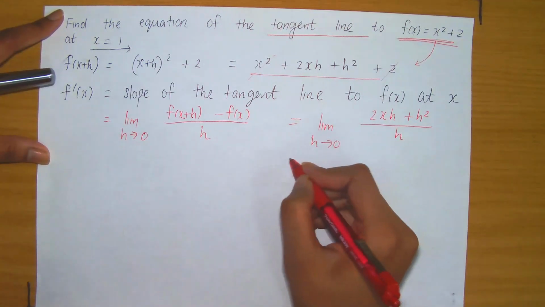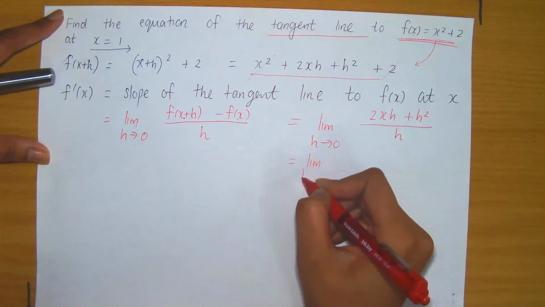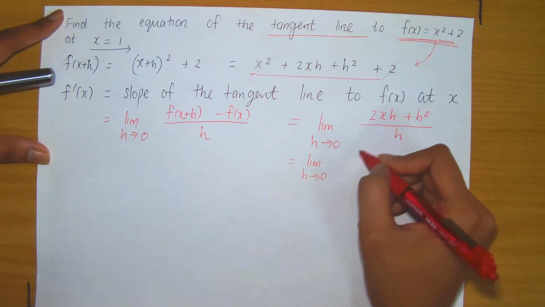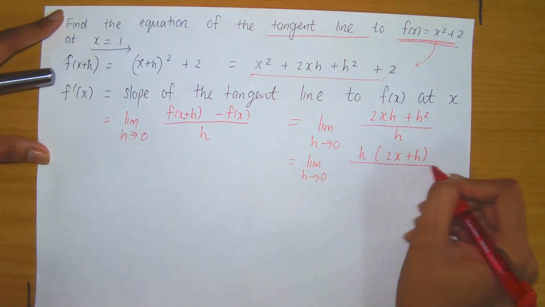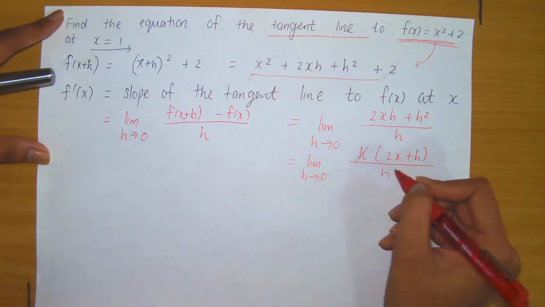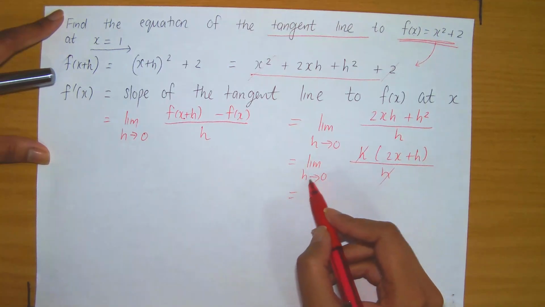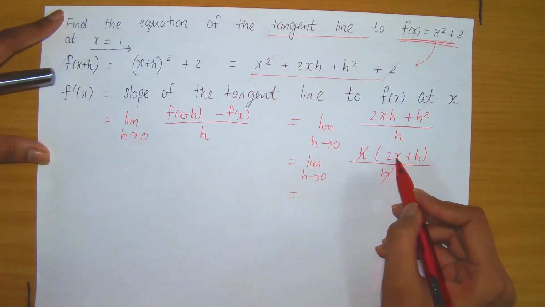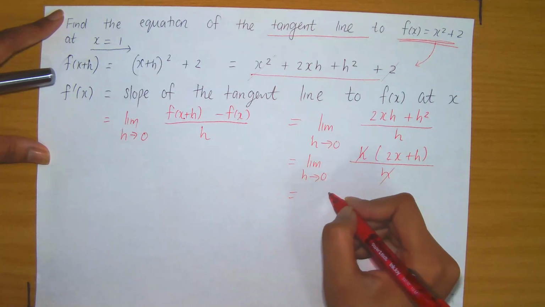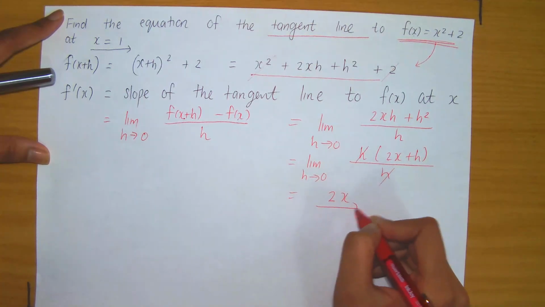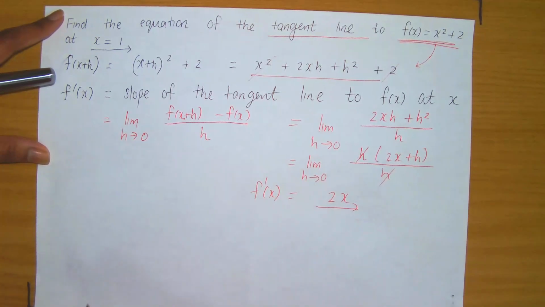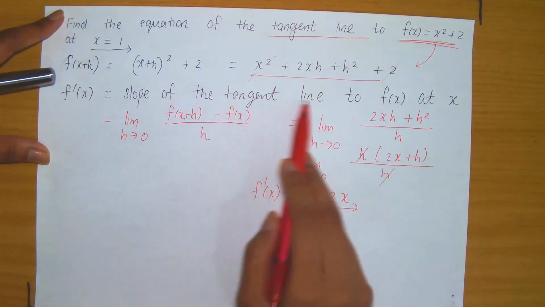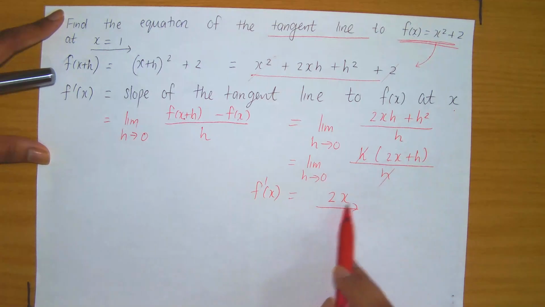divided by whatever was in the denominator, which is h. And then simplifying the limit as h approaches 0, I can factor out h, so I'm left with (2x plus h) divided by h. Observe that these cancel, and I'm now computing the limit as h approaches 0 of 2x plus h, which gives me a final answer of 2x. So observe that f prime of x equals 2x. So the slope of the tangent line to f of x at x is described by 2x.